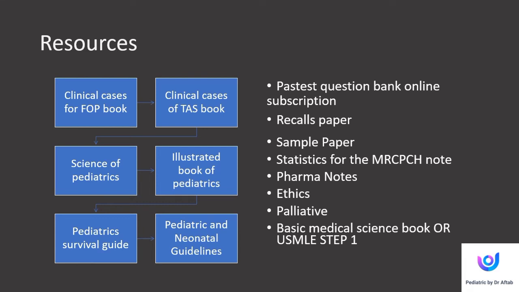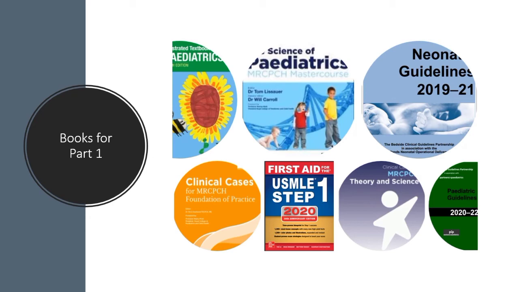Resources are a combination of FOP and TAS resources: the clinical cases book for TAS and FOP, Science of Pediatrics for the TAS, an illustrated book for the FOP, neonatal and pediatric guidelines for FOP, past test questions online subscription for both, recall and sample papers for both, statistics for TAS, pharma notes for TAS, palliative and ethics for both, and the basic science medical book, our USMLE Step 1 book, for the TAS exam. So these are the pictures, same as already discussed.